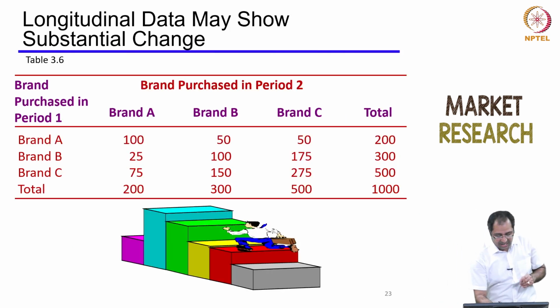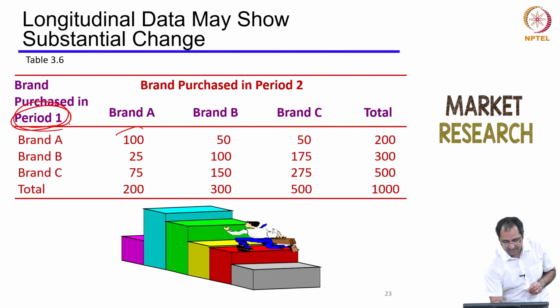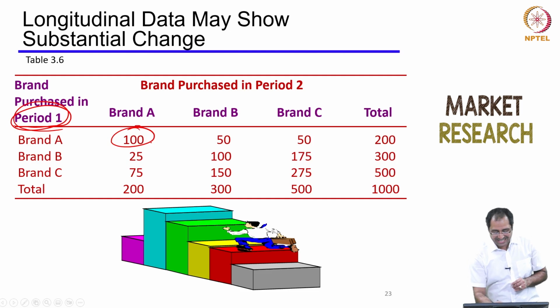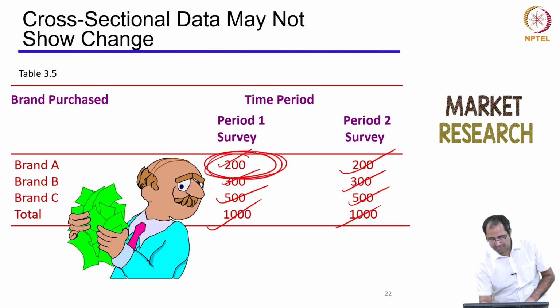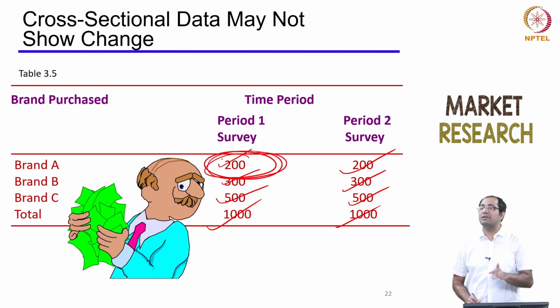The results are, in time period 1, the total number of people who were buying brand A were how many? 200. In time period 1, if you go back, the people who were buying brand A were 200 in time period 1.